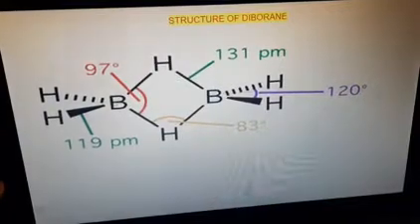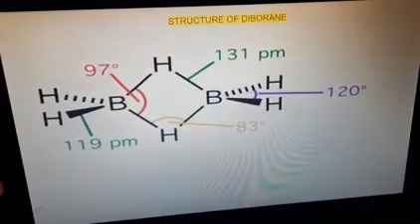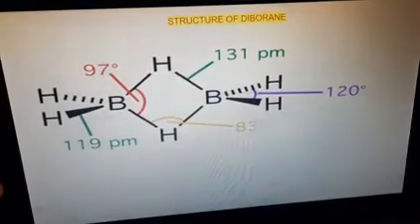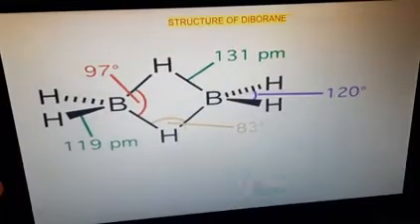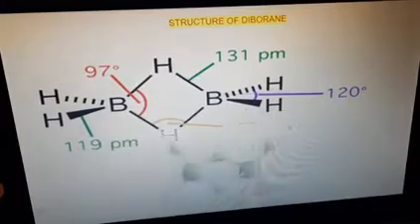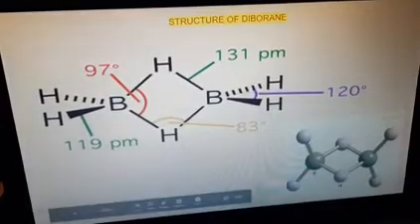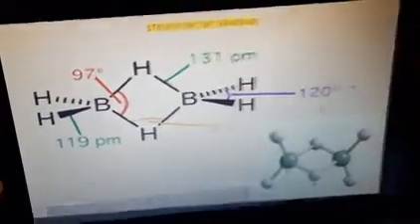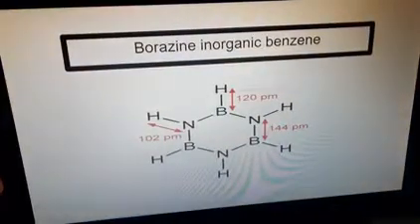But you know that we can replace all these 4 hydrogen atoms when we treat it with methyl chloride, and these are some bond angles. So students, today we are going to discuss this, the 3-dimensional view of diborane. Okay, so today we are going to discuss borazine, that is the inorganic benzene.